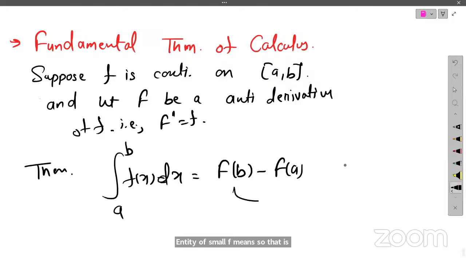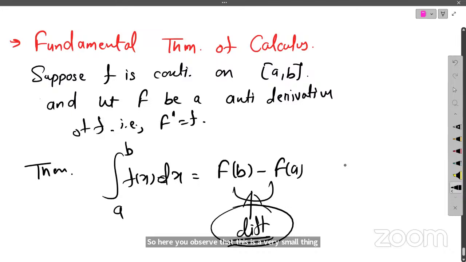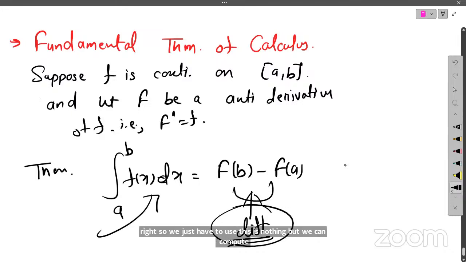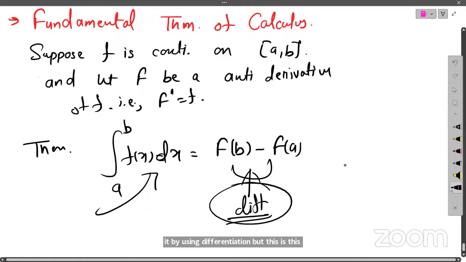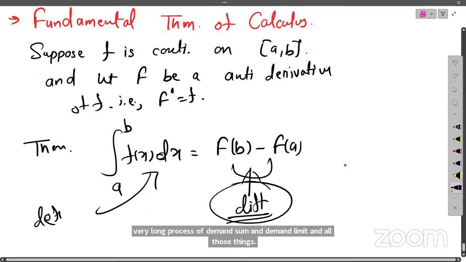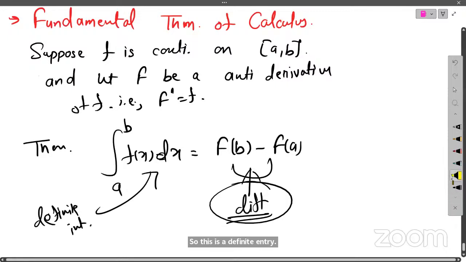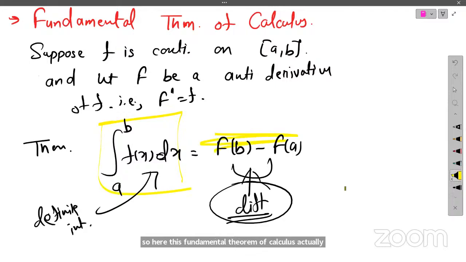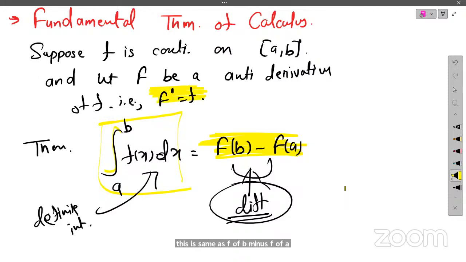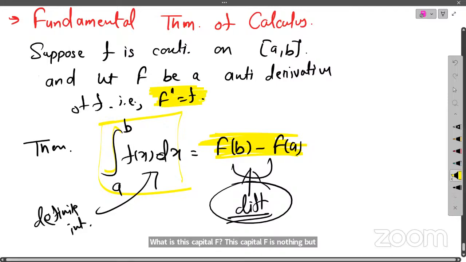So here you observe that this is a very small thing, right? We can compute it by using differentiation. But the definite integral involves a very long process of Riemann sum and Riemann limit and all those things. So this fundamental theorem of calculus relates one difficult thing to one very easy thing, that's differentiation. This is a relation between integration and differentiation. So the integration from a to b of f of x dx is the same as F of b minus F of a, where this capital F is nothing but an antiderivative of this particular small f. Okay, is that clear?